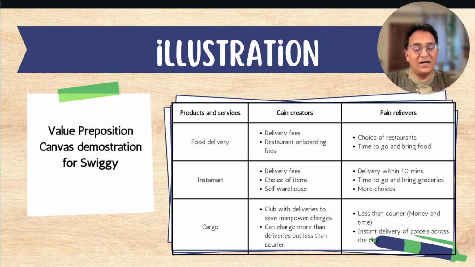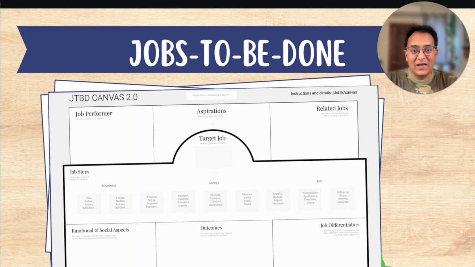For me, it is less than courier and much faster. That's the most important. So I need not wait to send a letter from here to my, let's say, chartered accountant, knowing he will have it in the next 1-2 hours. So even if I go, it's the same time. So that's how you look at utilizing the value proposition canvas.